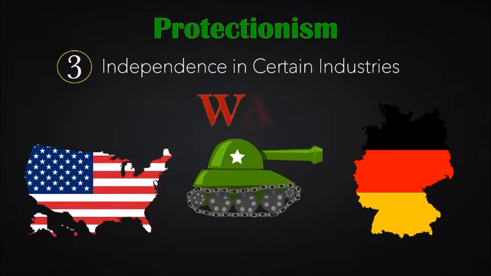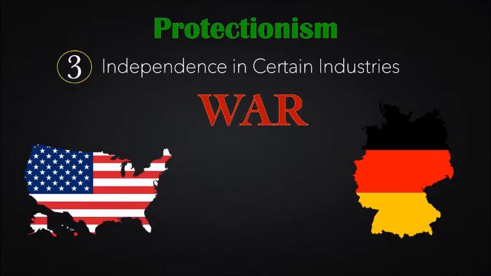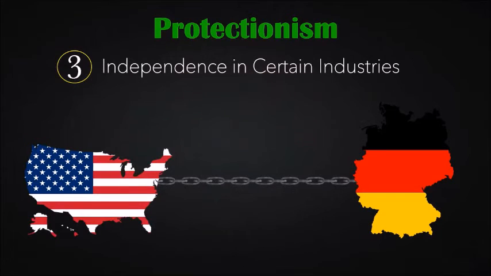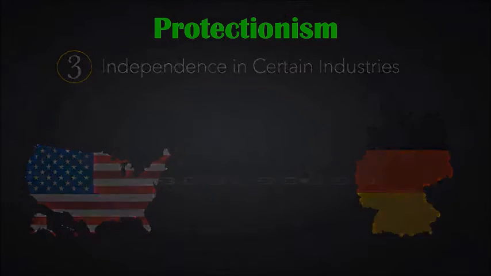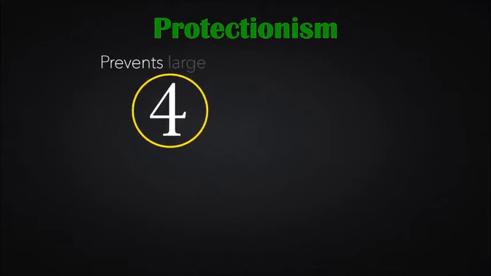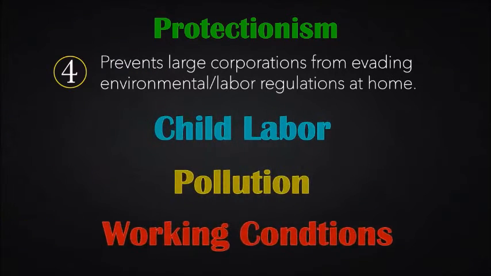What if the US were to get into a war with Germany or a German allied country? If the US is dependent on another country for an essential good, then that country may have a major influence on the US. Another motive behind protectionism is that it prevents large corporations from evading environmental and labor regulations at home.